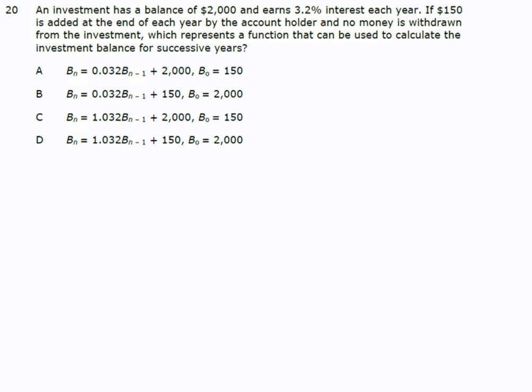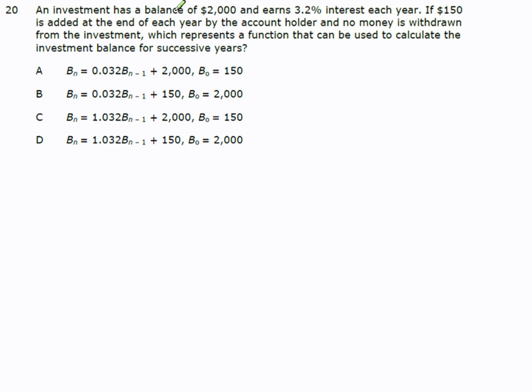Number 20. An investment has a balance of $2,000 and earns 3.2% interest each year. If $150 is added at the end of each year by the account holder and no money is withdrawn from the investment, which represents a function that could be used to calculate the investment balance for successive years?